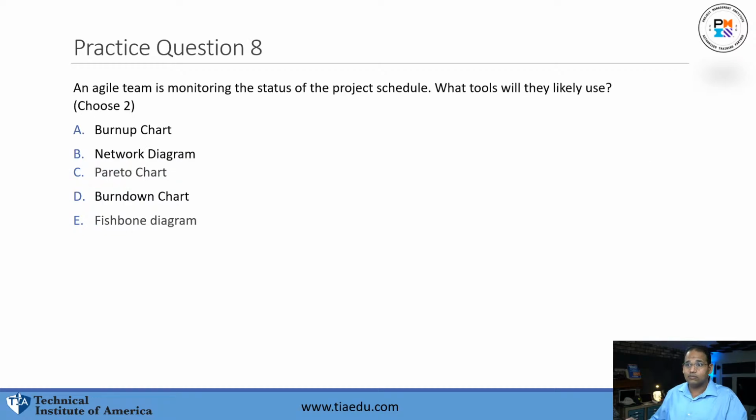All right, very good. Question number 8. Here's one of those where you have to choose two. I thought this was pretty easy too. An Agile team is monitoring the status of the project schedule. What tools will they likely use? Choose two. What tools will they likely use on an Agile project? Would it be a burn-up chart, A, a network diagram for B, a Pareto chart for C, D, a burn-down chart, and E, a fishbone diagram?